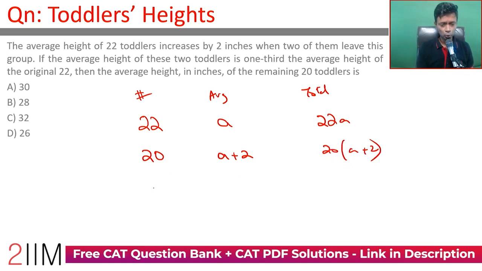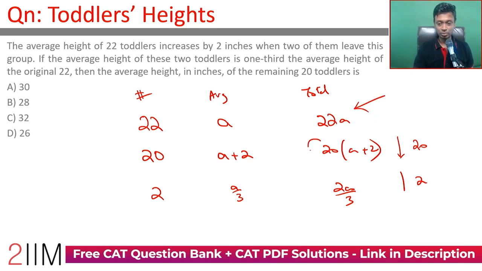Now the 2 who leave, their average height is 1/3 the average height of the original 22. That means A by 3, 2A by 3. This is the total height of the 20 students. This is the total height of the 2. This is total of 20. This is total of 2. This is total of 22.